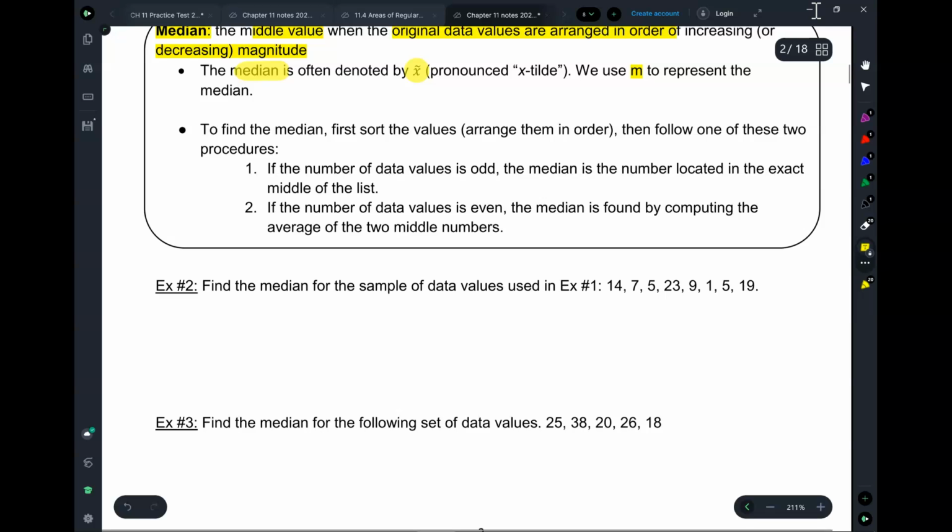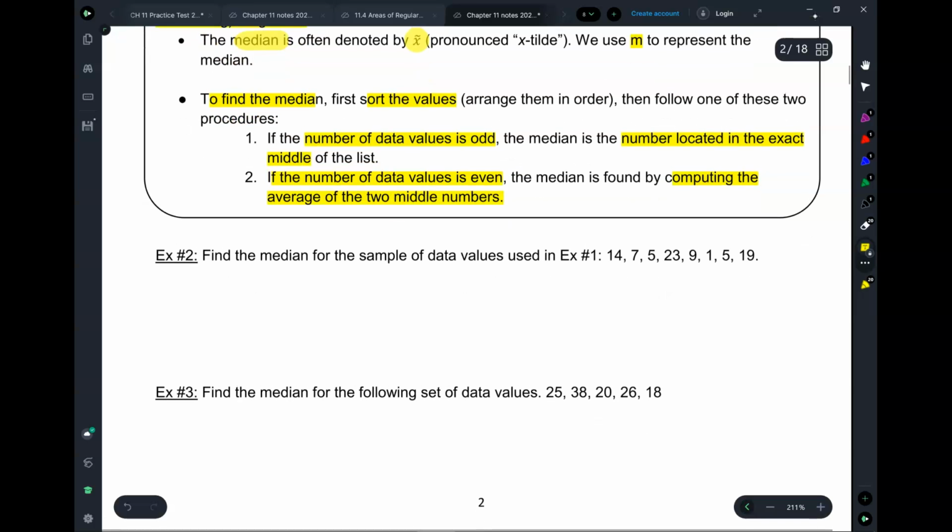Okay, so to find the median, sort the values. That means you have to arrange them in order. Then, here's what you do. If the number of data values is odd, so if you have 21 test scores, the number located exactly in the middle of the list is the median, like smack in the middle. If the number of data values is even, if you only have 20, there is no middle value, so you have to find the average of the two middle numbers. Okay? All right, let's do this one.